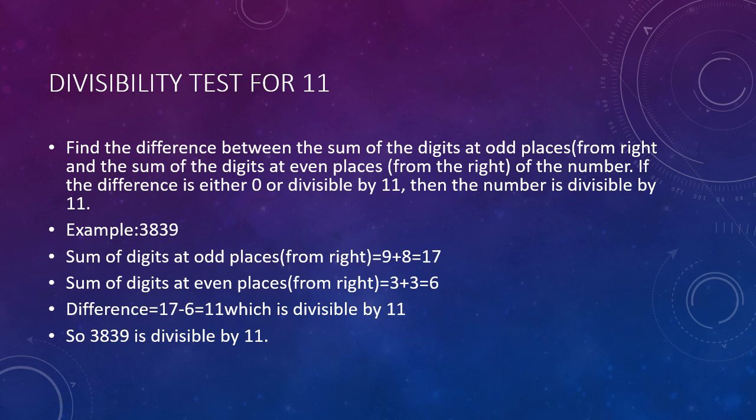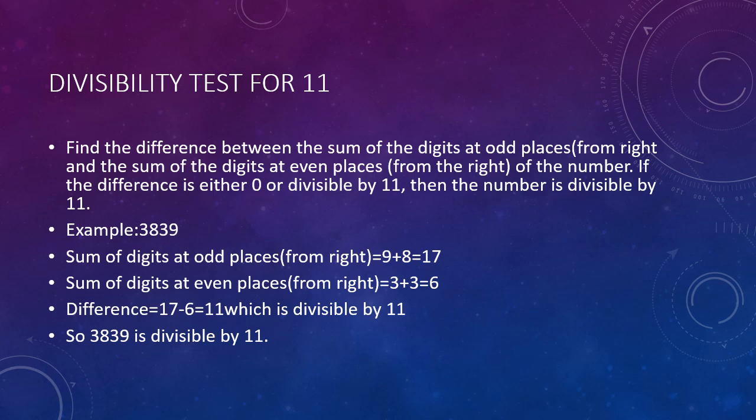Divisibility test for 11. Find the difference between the sum of the digits at odd places from the right and the sum of the digits at even places from the right of the number. If the difference is either 0 or divisible by 11, then the number is divisible by 11.